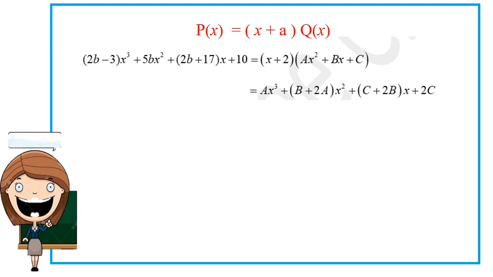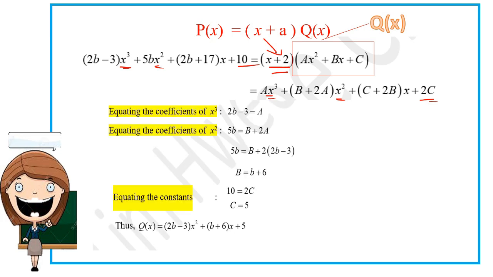Since it's given that the polynomial p(x) is equivalent to x plus a multiplied with q(x), x plus 2 here is a linear factor. So q(x) should be a quadratic. So we may use the comparison method to find q(x). We start to expand, collect the like terms and make the comparison. So we compare the coefficients of x cubed, the coefficients of x squared, and the constants. Okay, we make the comparison this way.